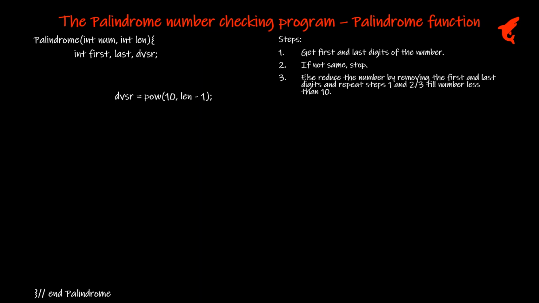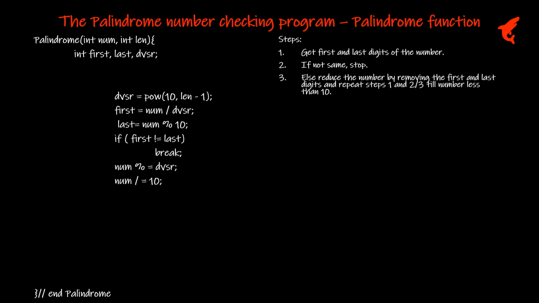First is num by dvsr. Last is num modulus 10. Then we compare first and last. If not same, we stop any further loop execution. Else we reduce number as num modulus dvsr. And then num by 10. The len value is reduced by 2.